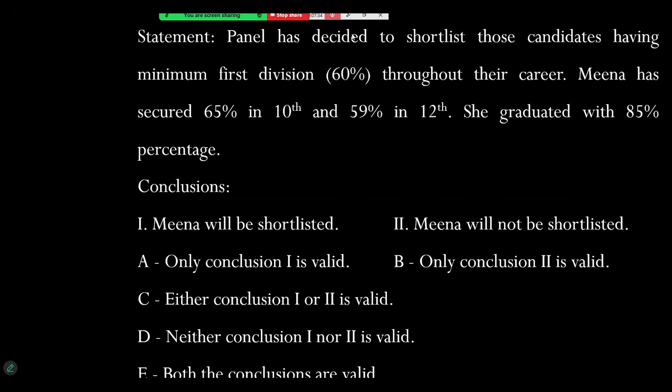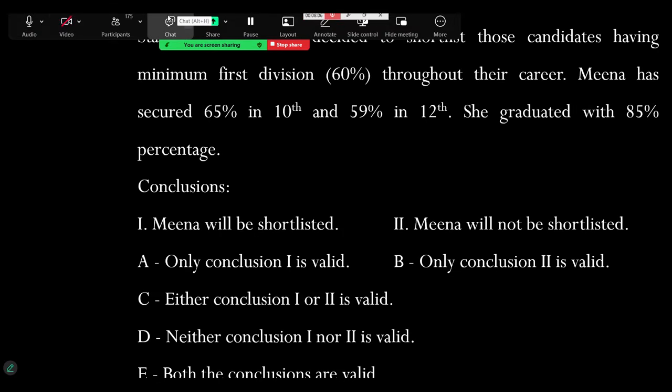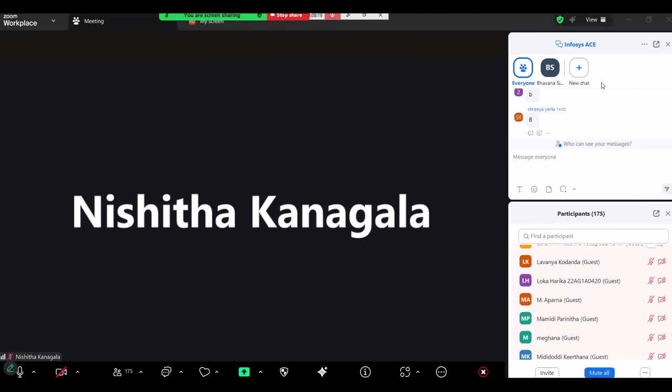Now, what about this question? The panel has decided to shortlist those students having minimum first division throughout their career. Meena has secured 65% in 10th and 15% in 12th. She graduated with 85 percent. Now they have given certain data, you give the conclusion. Meena will be shortlisted, Meena will not be shortlisted. Which one? So what can you go with? Yes, which conclusion? B.